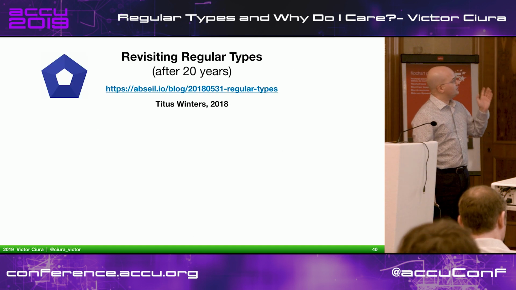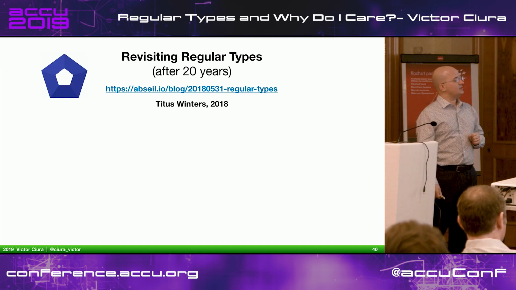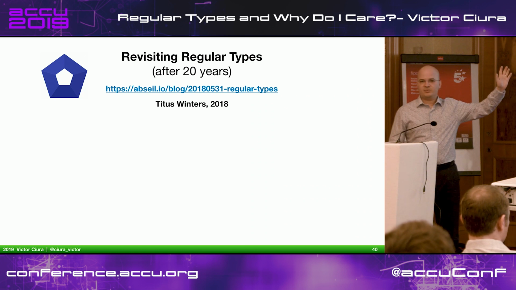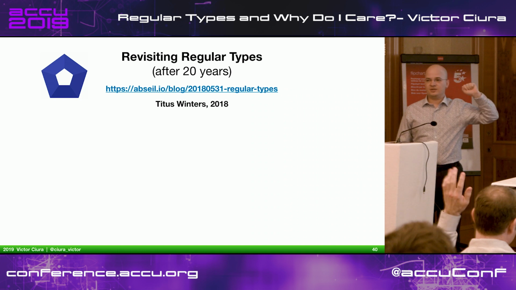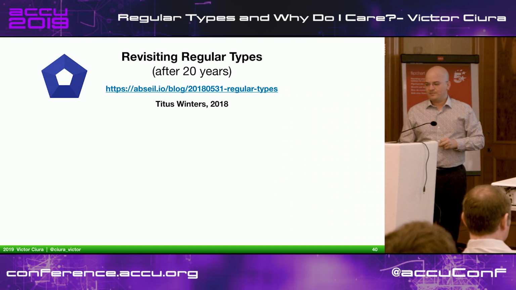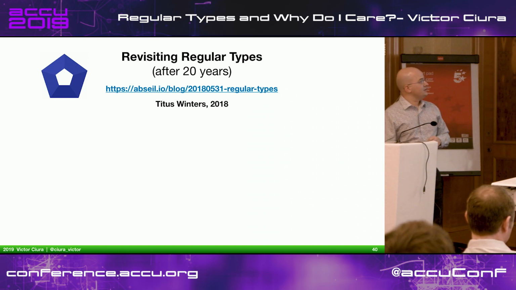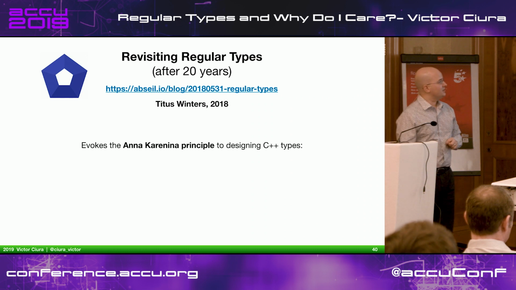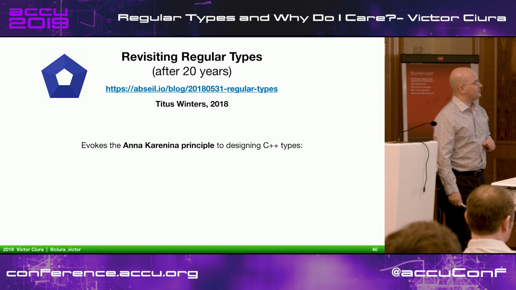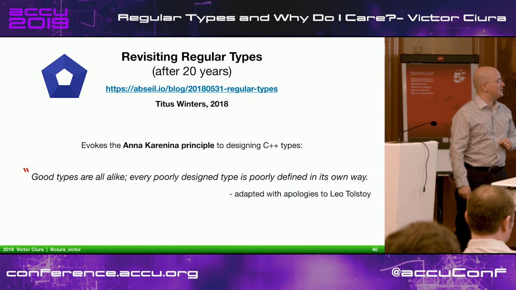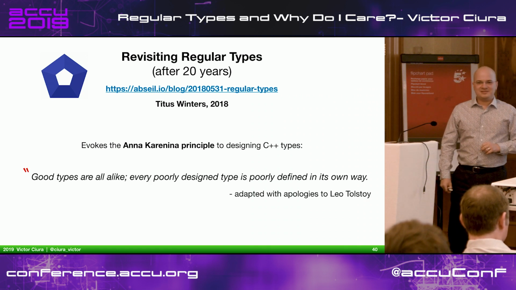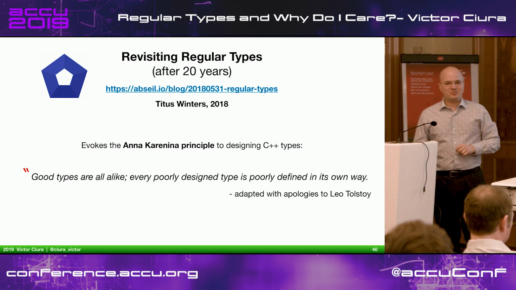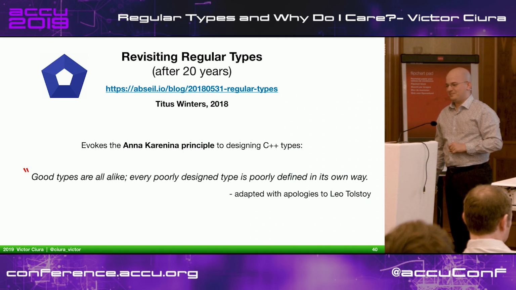And I'll get to a fairly recent article. Anyone read by any chance this article by Titus Winters? Okay, a few hands. So, revisiting regular types after 20 years. This article evokes the Anna Karenina principle for designing C++ types. Good types are all alike. Every poorly designed type is poorly designed in its own way.